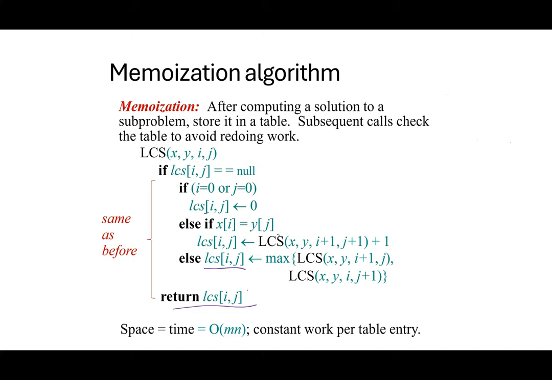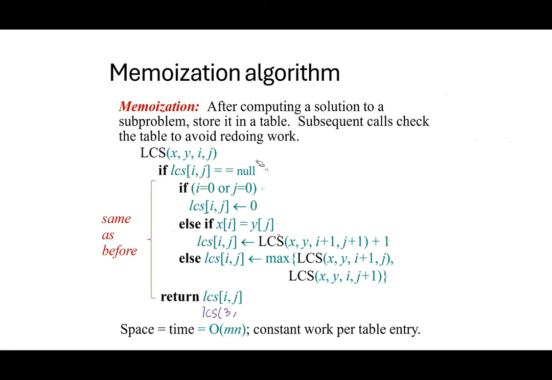So if there is an LCS of, say, 3, 4, and if LCS of 3, 4 is still null, then we go inside. You see, i is not 0, j is not 0, so this part is not going to happen. If this is a match, then we actually solve this LCS of 3, 4 problem and save it in LCS 3, 4. Next time, if the LCS 3, 4 problem comes again somewhere else, you'll see that this portion is no longer null, so it will directly go here and return LCS 3, 4. So we are actually cutting a lot of work. We are just solving each subproblem just once.